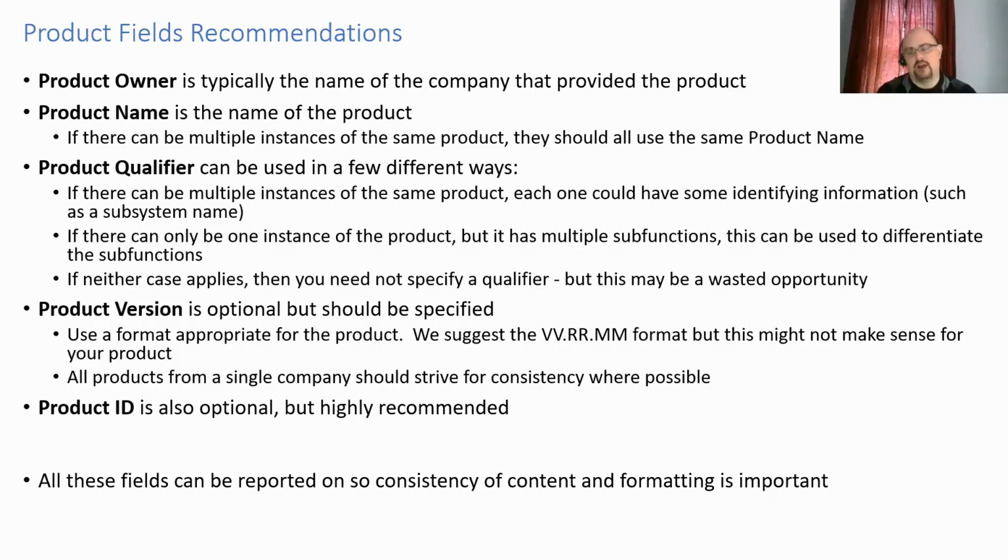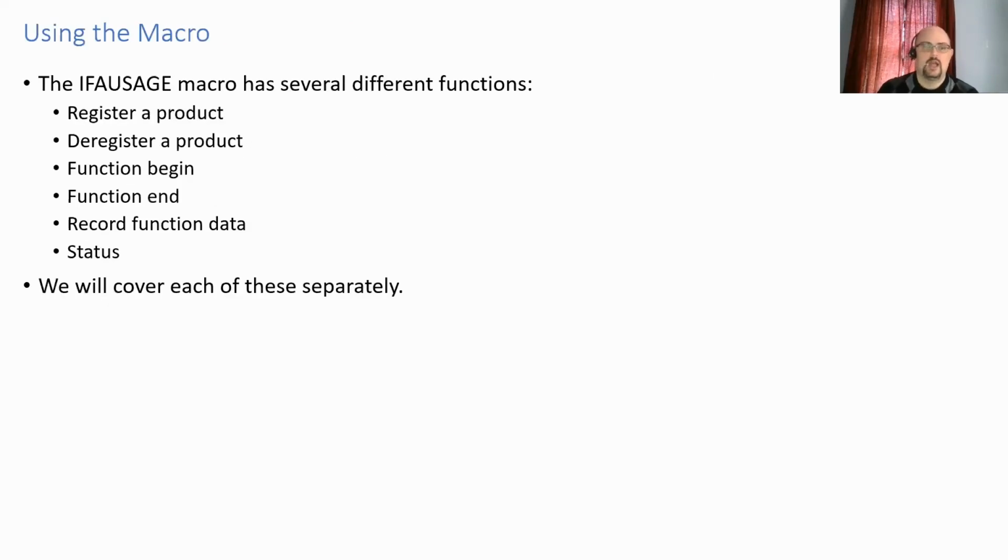And then finally, product ID. That's another optional field. Again, we'd recommend putting something in there. And we told you how IBM products use it. So again, all these fields can be reported on. So consistency, both on the content side and the formatting side. Again, Martin's going to go into that a little more too. That's important. So on to using the macro.